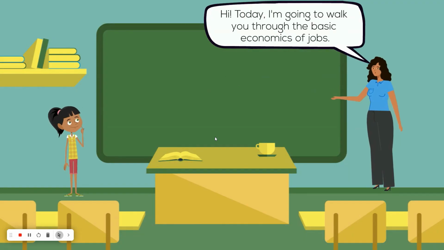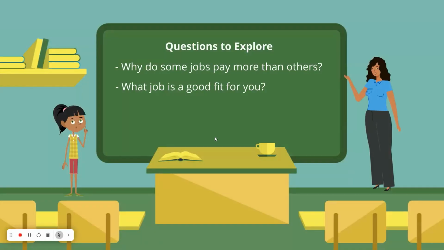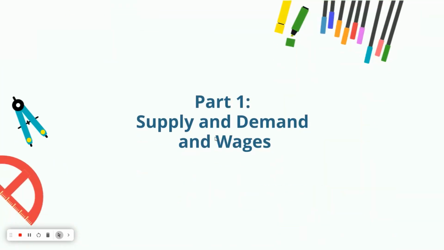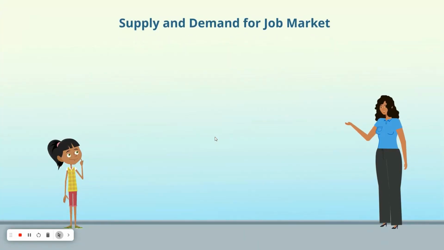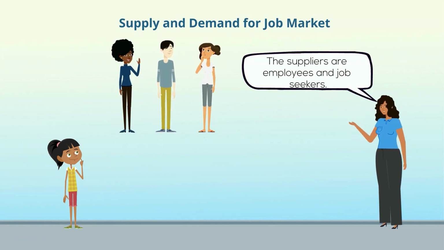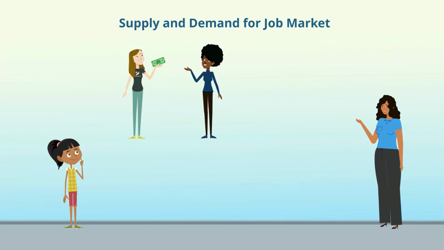Hi, today I'm going to walk you through the basic economics of jobs. We're going to look at why some jobs pay more than others, what job is a good fit for you, and how you can make yourself a more competitive candidate in the job market. Part 1. Supply and demand and wages. In the job market, the suppliers are employees and job seekers. The demanders are employers. Employers pay employees money in exchange for their labor and skills.